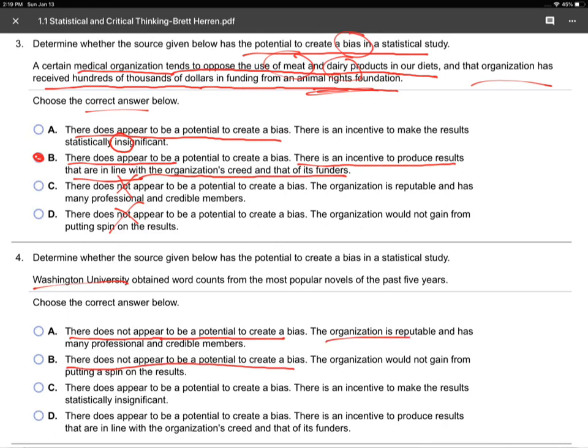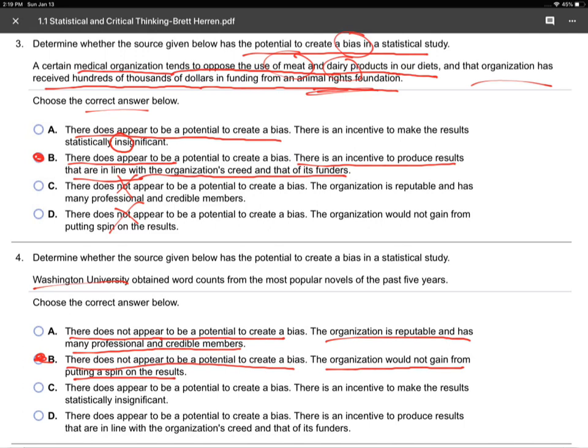Let's see which one. The organization is reputable and has many professional and credible members. Yeah? The university? Sure they do. What does B say? The organization would not gain from putting a spin. Wait a minute, they both seem good to me. Yeah. I see. Good thing I read on. It's not A. I was bubbling A in there. A's sort of true, but it's not the best truth. Yeah, that's where this is a little more fishy, this subject.